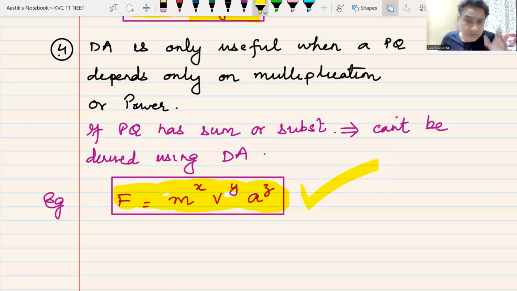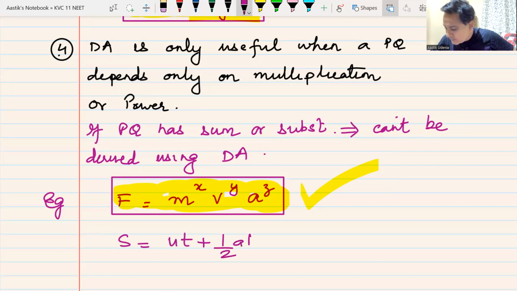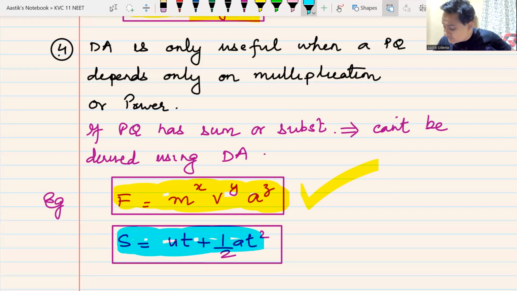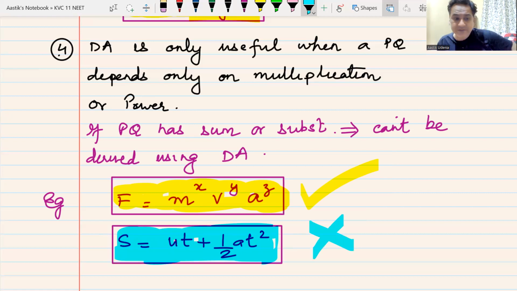But if I have a quantity which has a plus coming in it, for example, S is equal to UT plus half AT square, in this case, my dear friends, I can only check whether the equation is dimensionally correct or not. Can I derive S is equal to UT plus half AT square using dimension analysis? And the answer is, this equation cannot be derived using dimensional analysis because it has plus or minus coming into it.